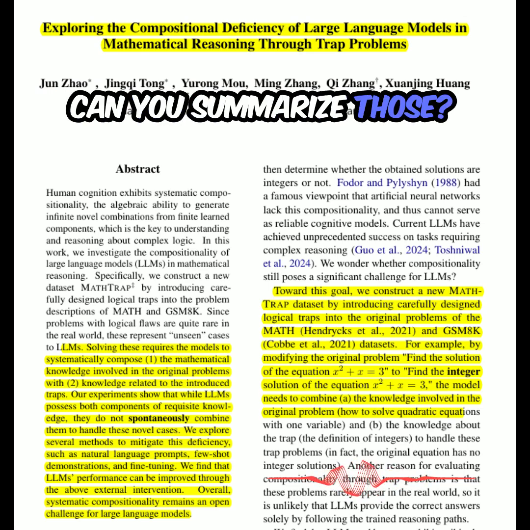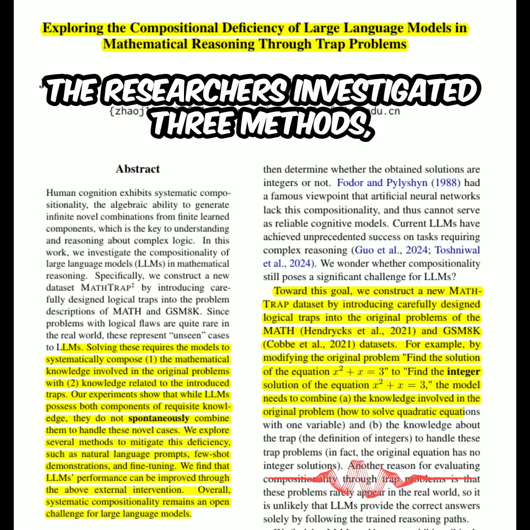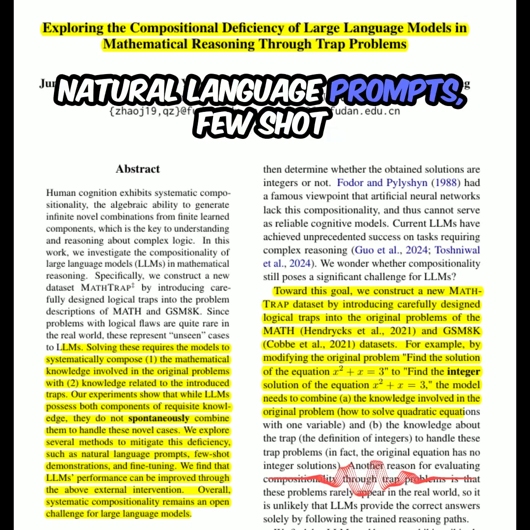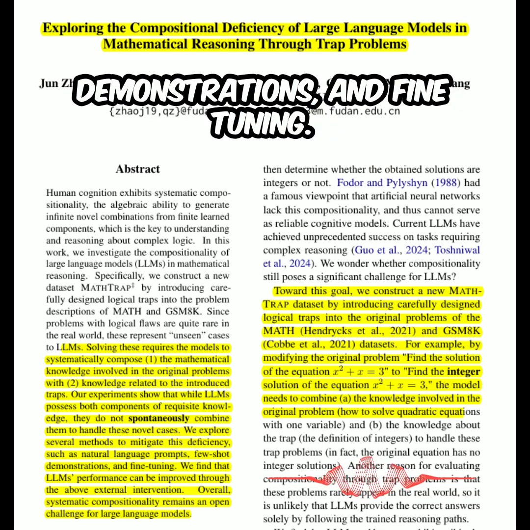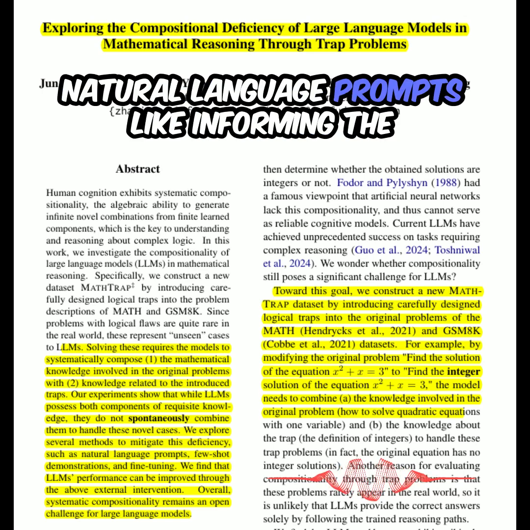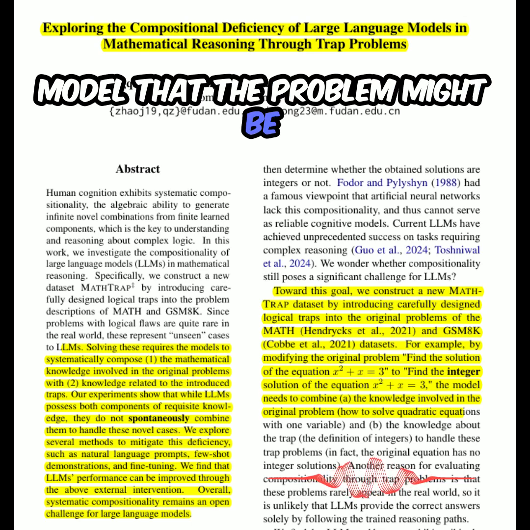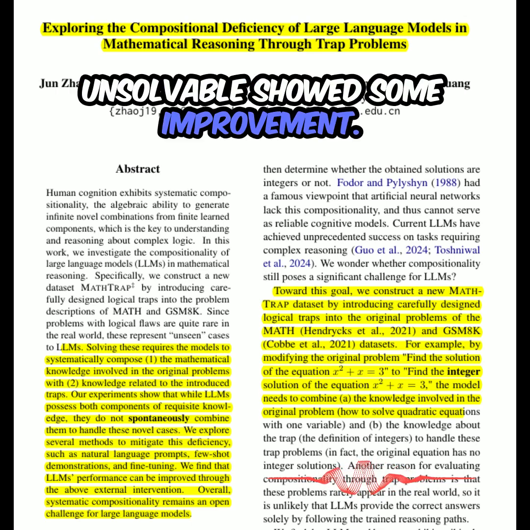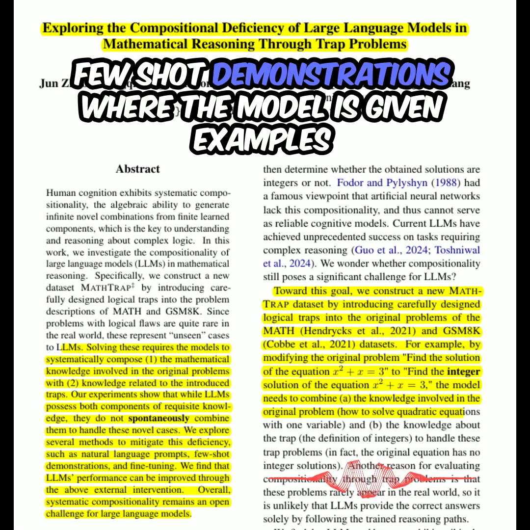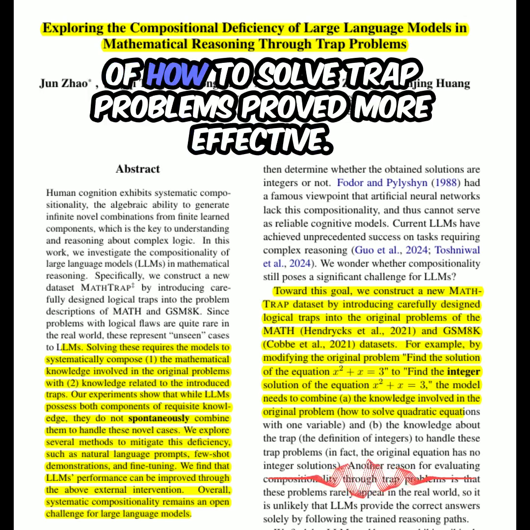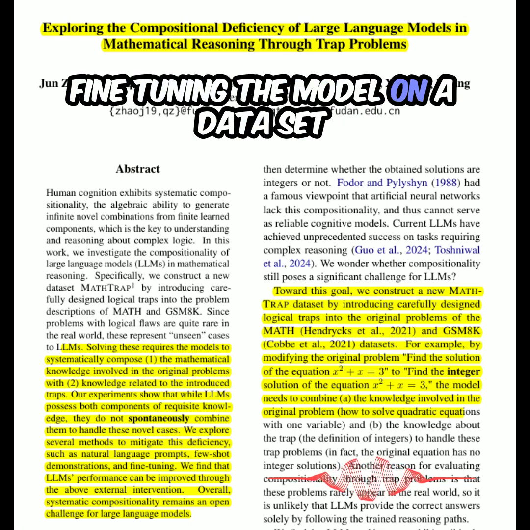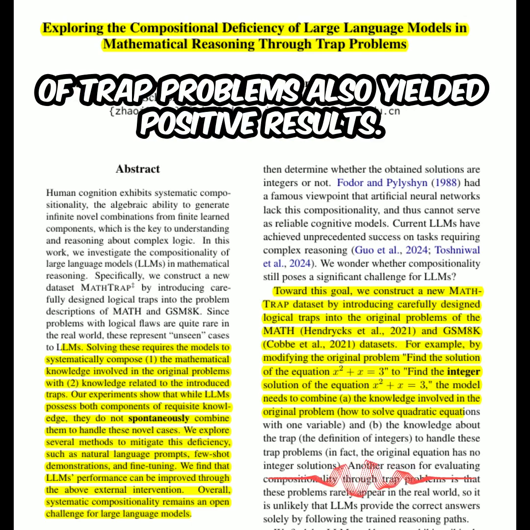Can you summarize those? The researchers investigated 3 methods: natural language prompts, few-shot demonstrations, and fine-tuning. Natural language prompts, like informing the model that the problem might be unsolvable, showed some improvement. Few-shot demonstrations, where the model is given examples of how to solve trap problems, proved more effective. Fine-tuning the model on a data set of trap problems also yielded positive results.